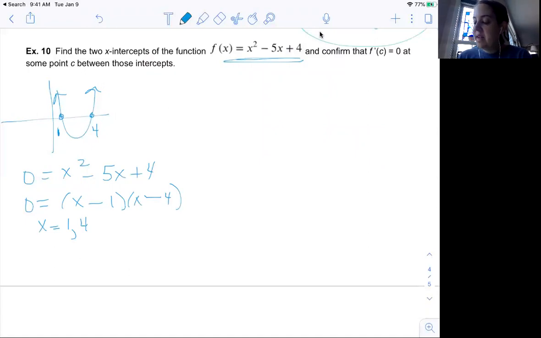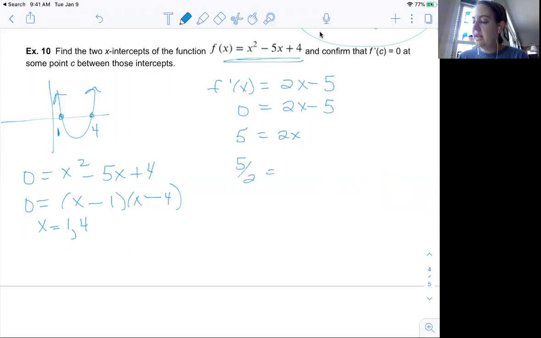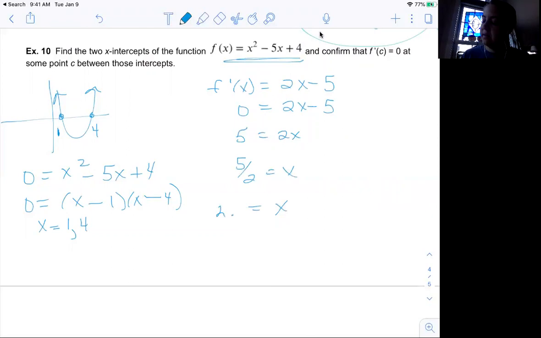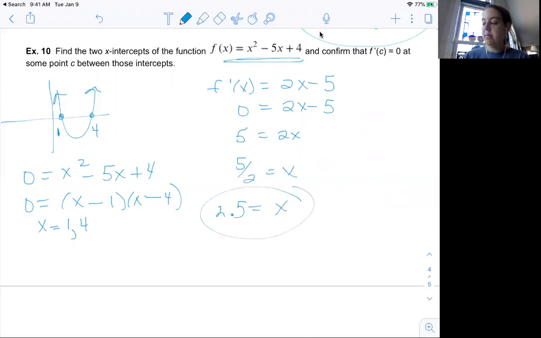Confirm that f prime of c equals 0 at some point. So f prime of c, that sounds like we need a first derivative. That would be 2x minus 5. Well, set it equal to 0. 0 equals 2x minus 5. 5 equals 2x. 5 over 2 equals x. X equals, what's 5 divided by 2? 2.5. Is 2.5 between 1 and 4? Yes, we verified it. I don't need you to write out some long, complicated explanation. That's fine, we verified it.